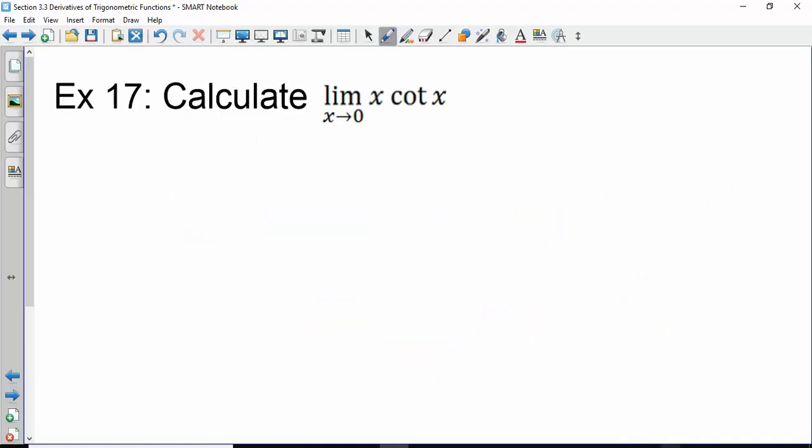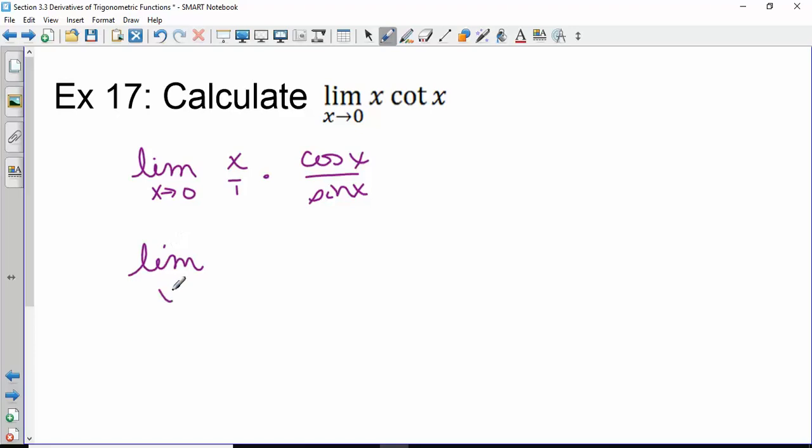You guys try the next one. See what you can do. We have x times cotangent, which is x times cosine x over sine x.